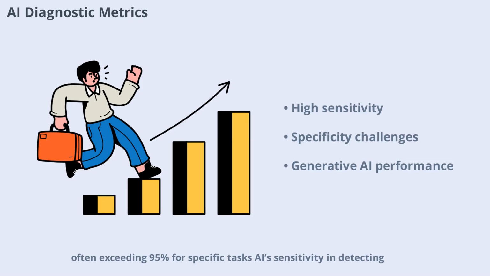AI's sensitivity in detecting abnormalities sometimes surpasses human radiologists, but specificity remains a challenge, with AI prone to false positives. Generative AI models, while promising, currently perform comparably to non-expert physicians and require further refinement for expert-level accuracy. These metrics highlight both the strengths and limitations of AI in clinical diagnostics.